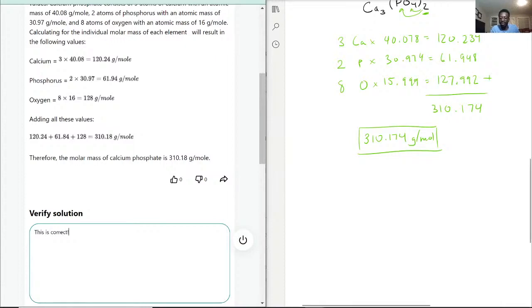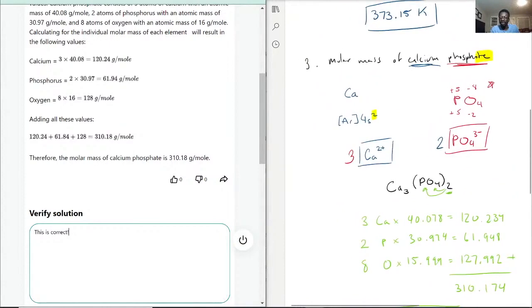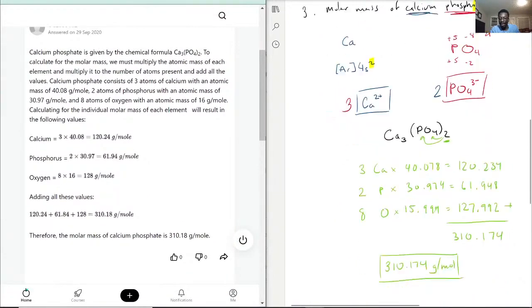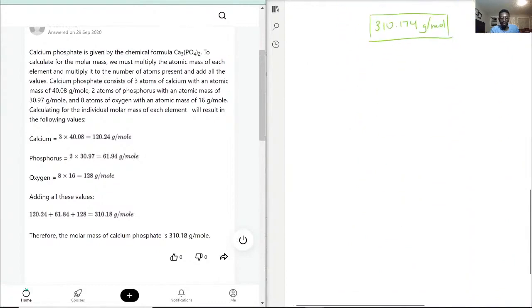So with that, just a quick review. We first broke down what it meant to be calcium phosphate, and then we found the molecular mass from there.